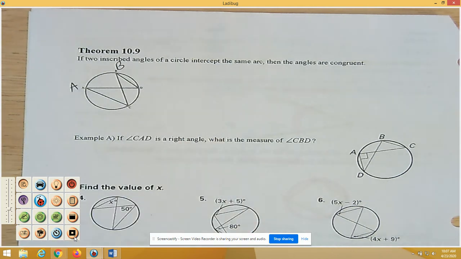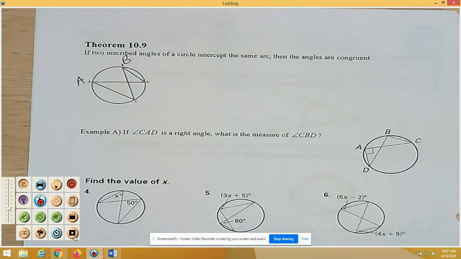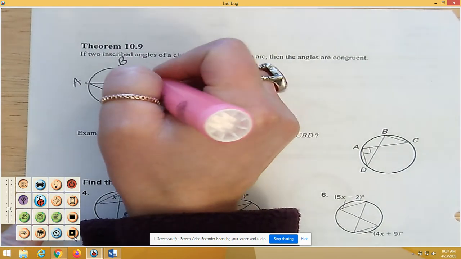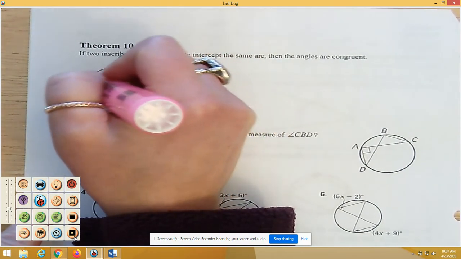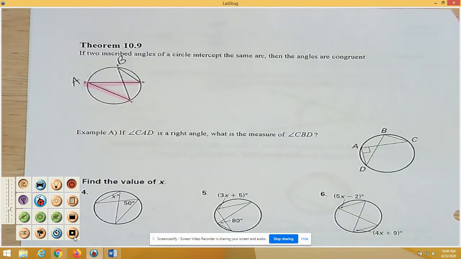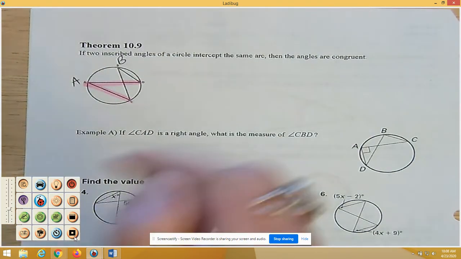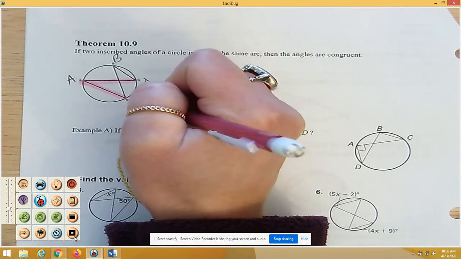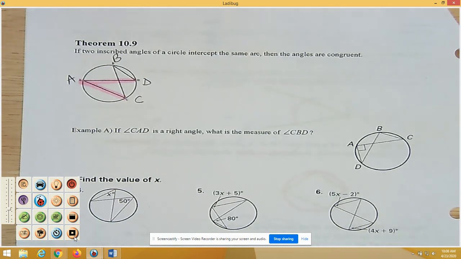This is a rule that I would say is not that important, but it's just something that they talk about in our unit. So this is theorem 10.9. If 2 inscribed angles of a circle intercept the same arc, then the angles are congruent. All that's saying is here is inscribed angle A. I went ahead and made that A bigger. So here's angle A, angle DAC, and the arc that goes with it is arc DC.